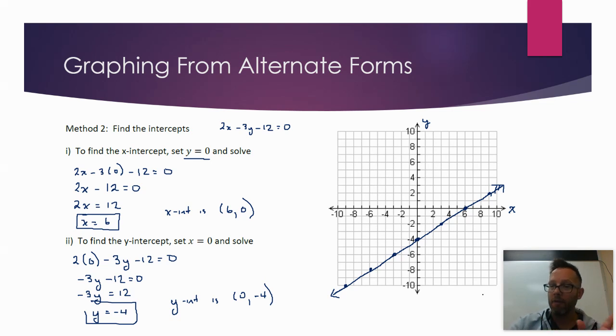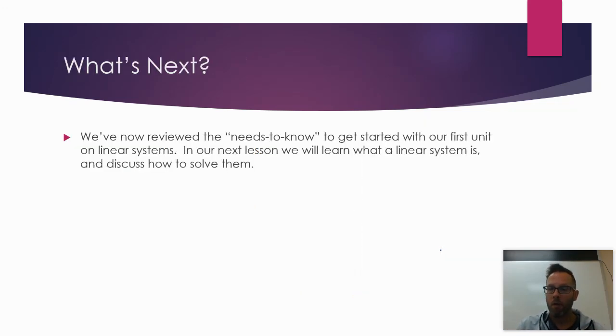Now, if we pretend that we never already graphed this line by finding the y equals mx plus b form, this would be an alternate way to graph it. We found the x-intercept, 6. We found the y-intercept, negative 4. To draw a line, all you need is 2 points, and we would have got the exact same line. So 2 different methods, whichever one you prefer, you can use.